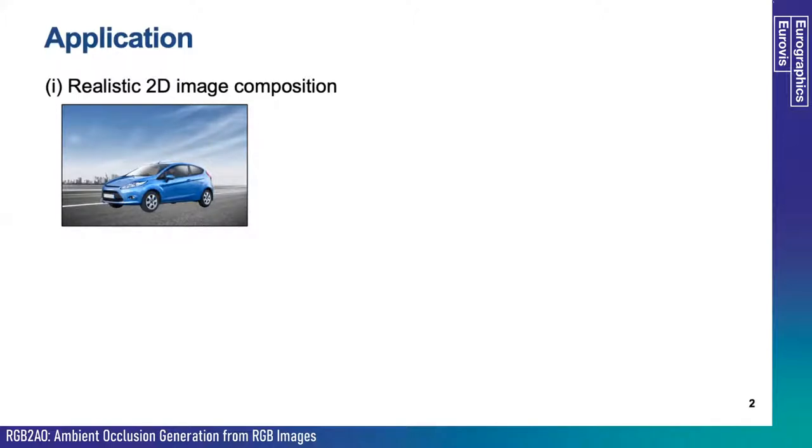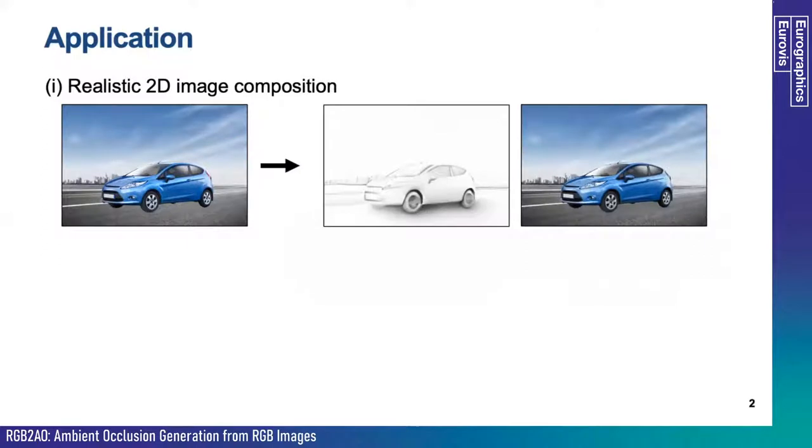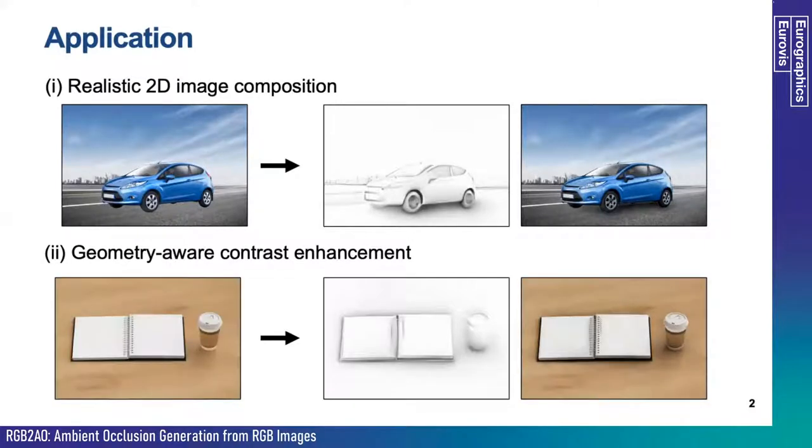Adding AO around the inserted object would make the composite visually pleasing. The second one is geometry-aware contrast enhancement. It can be used to emphasize the geometry in a photograph, providing a user control on perceivable depth.